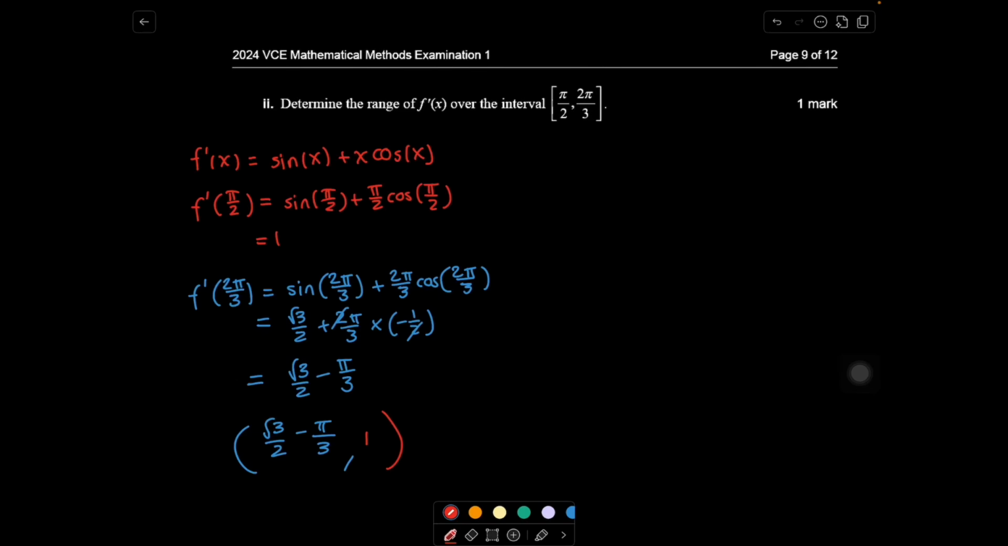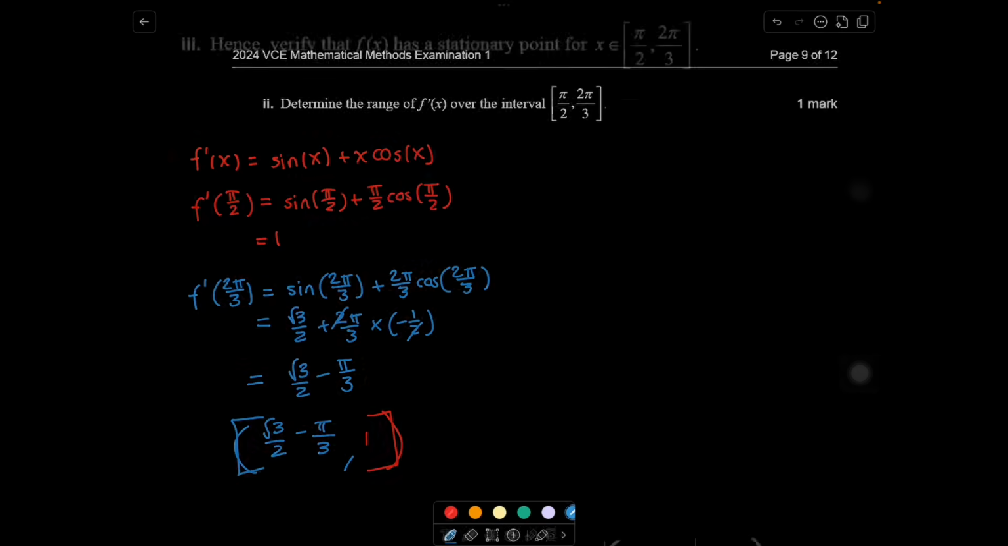So you still include both ends. So it's very important that we write the correct brackets. So it should be a square bracket and the square bracket there as well. So remember that a curly bracket doesn't include either endpoint and the square bracket does.